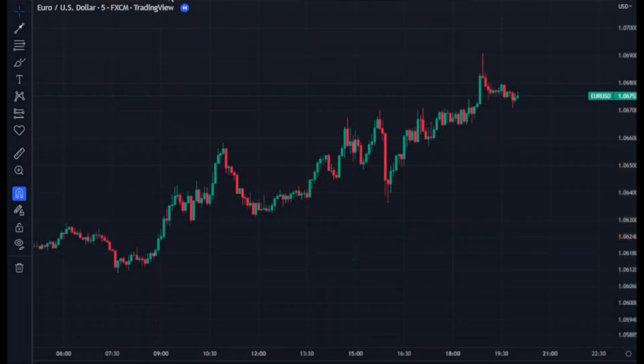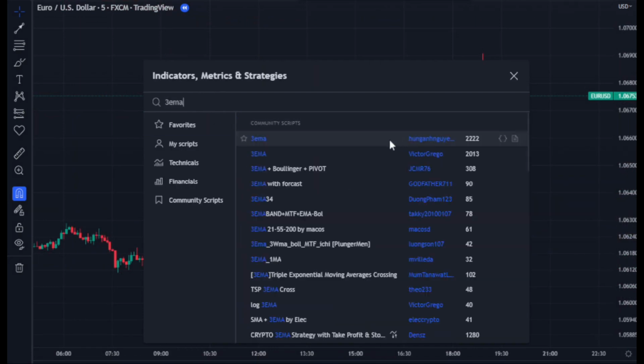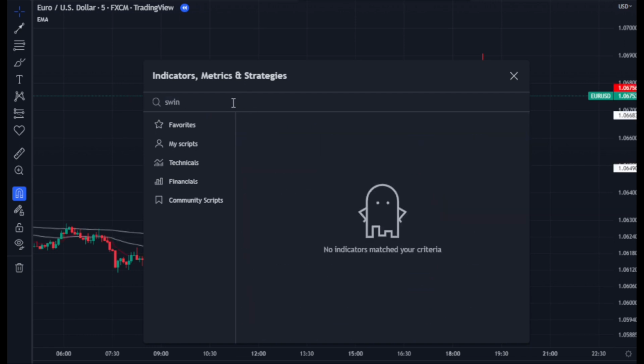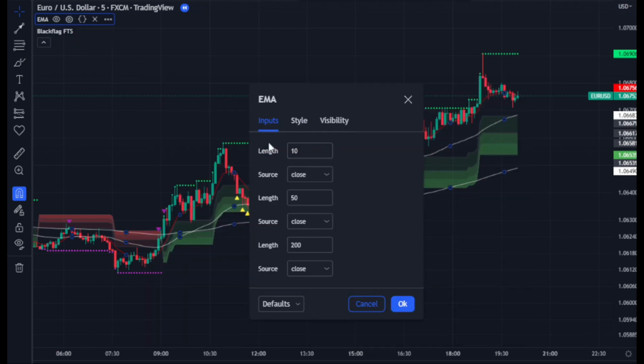Okay, let's add the first indicator called 3 EMA created by Hungengayan 1193. Then we add the swing arm ATR trend indicator created by VSNFND. Let's tweak your settings to get the same amazing results. First, the 3 EMA, we press on this indicator to modify its inputs, and we are going to change all the length to 32.